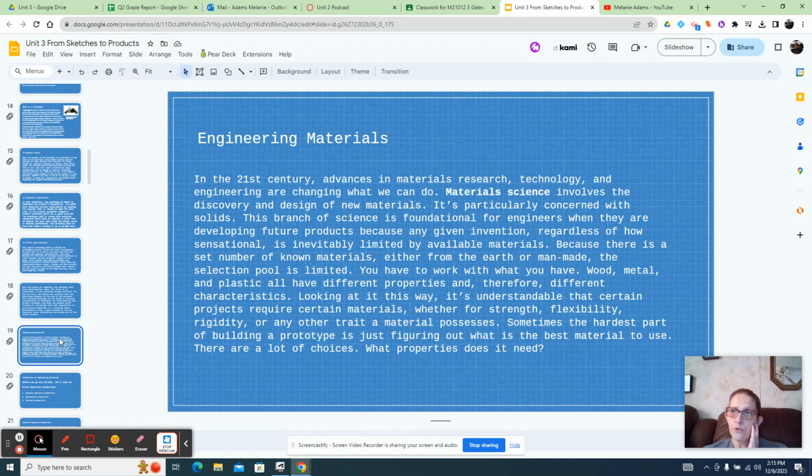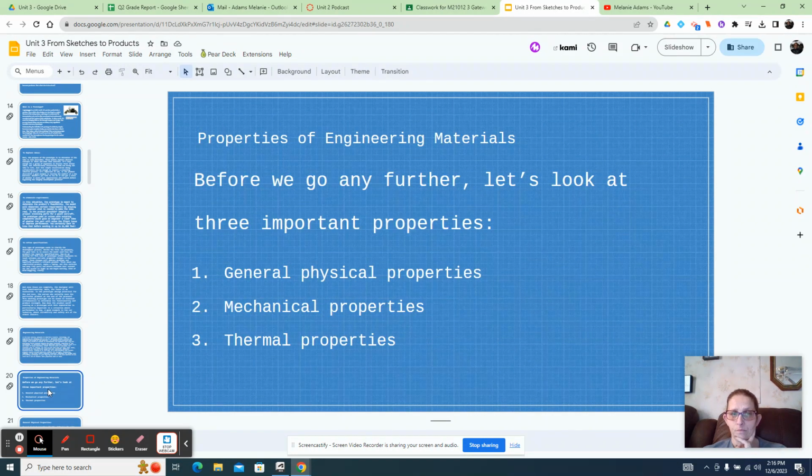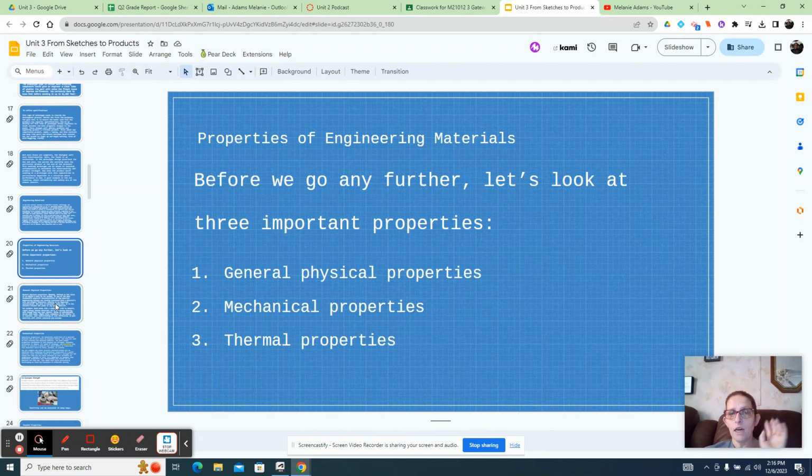So what did you use to create your prototype, and would it have been better to create it with something different? All right, so 3 properties when you create a prototype. You have your physical, mechanical, and thermal properties. So again, this may come up in a quiz or an activity later.